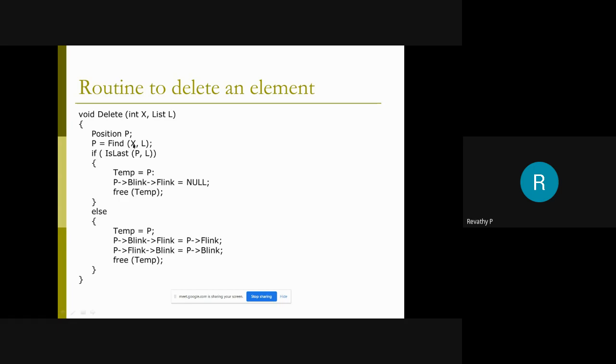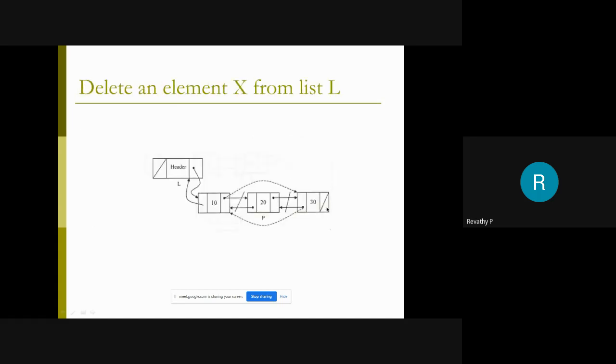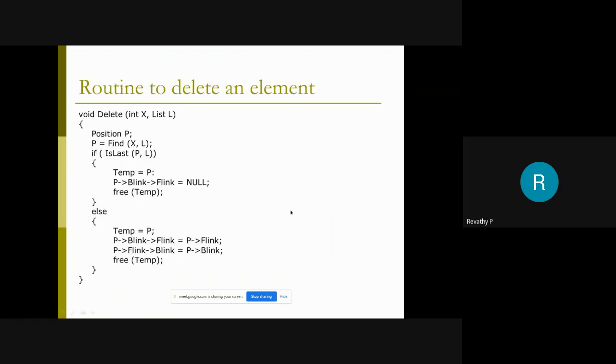We first find the node X and check whether X is the last node. If it is the last node, then take the backward link's forward pointer. If this is the node to be deleted, this backward link's forward pointer we are going to make null, and that P you are going to free. So this is the case if X is the last node, and this is if X is not at the last, if it is in the middle. Free is the function we use to free the memory space, which can be utilized later.